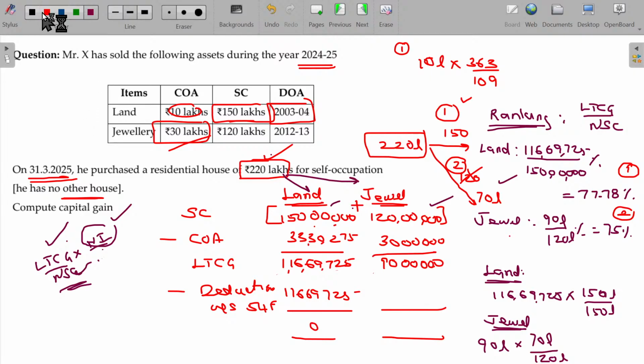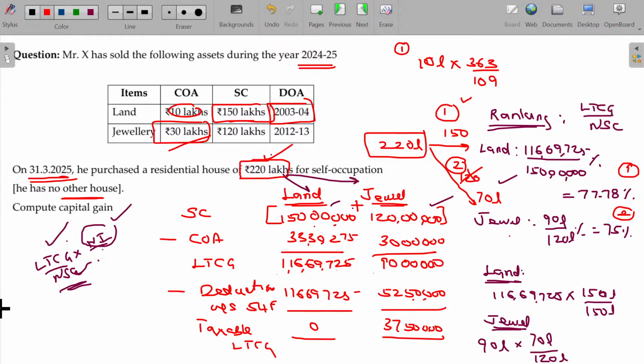You will be eligible for 52 lakhs 50,000 only. If you subtract from 90 lakhs, what is the taxable value? 37 lakhs 50,000 rupees. This is taxable long-term capital gain. So to claim 100% exemption, you have to invest 100% of net sale consideration. The 100% of net sale consideration being 150 plus 120, 270.